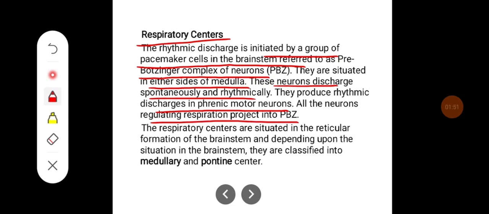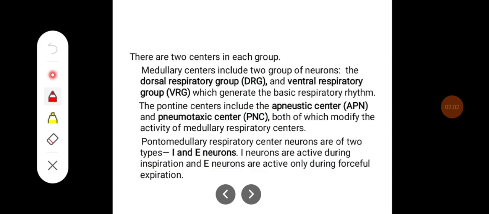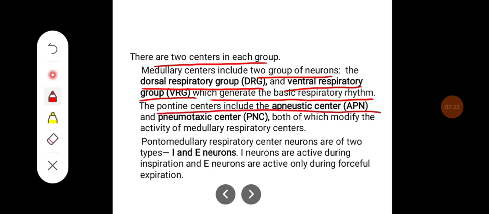The respiratory centers are situated in the reticular formation of the brainstem, and depending upon the situation in the brainstem, they are classified into medullary and pontine centers. There are two centers in each group. Medullary centers include two groups of neurons, the dorsal respiratory group of neurons, that is DRG, and the ventral respiratory group of neurons, that is VRG, which generate the basic respiratory rhythm. The pontine centers include the apneustic center, APN, and the pneumotaxic center, that is PNC, both of which modify the activity of the medullary respiratory center.